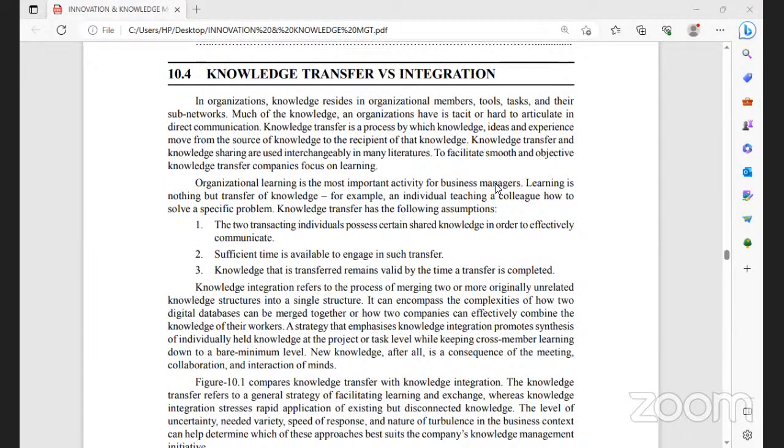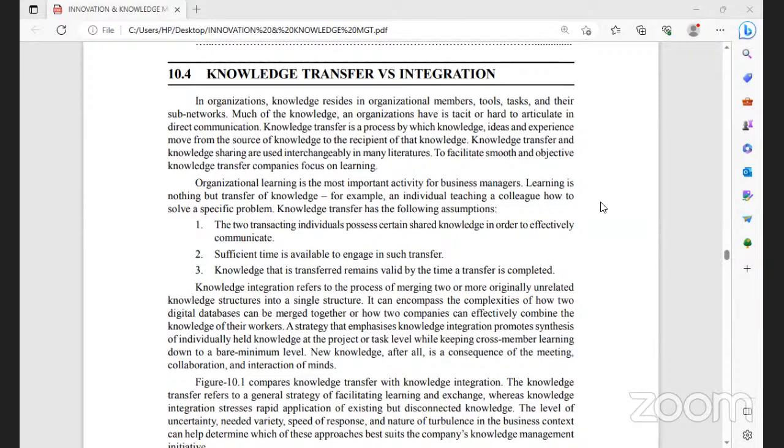Means up-to-date new versions will come. If you take the IT industry, we have to learn and we have to train and we have to implement. That is a phenomenon. Organizational learning is the most important activity for business managers. Learning is nothing but transfer of knowledge. For example, an individual teaching a colleague how to solve a specific problem.